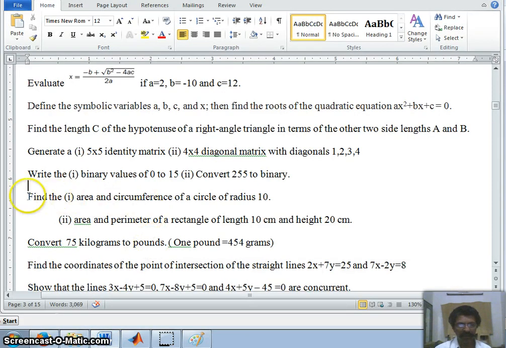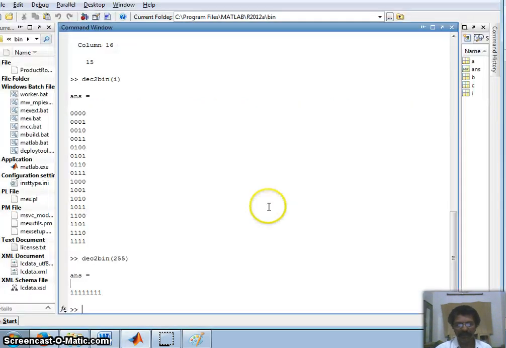The next question. Find the area and circumference of a circle of radius 10. So you know that the area formula is pi r square, pi multiplied by r multiplied by r, where r is equal to 10. And what is the circumference? Circumference means the outer length. So that one is 2 multiplied by pi multiplied by r. Right, this we shall use here.